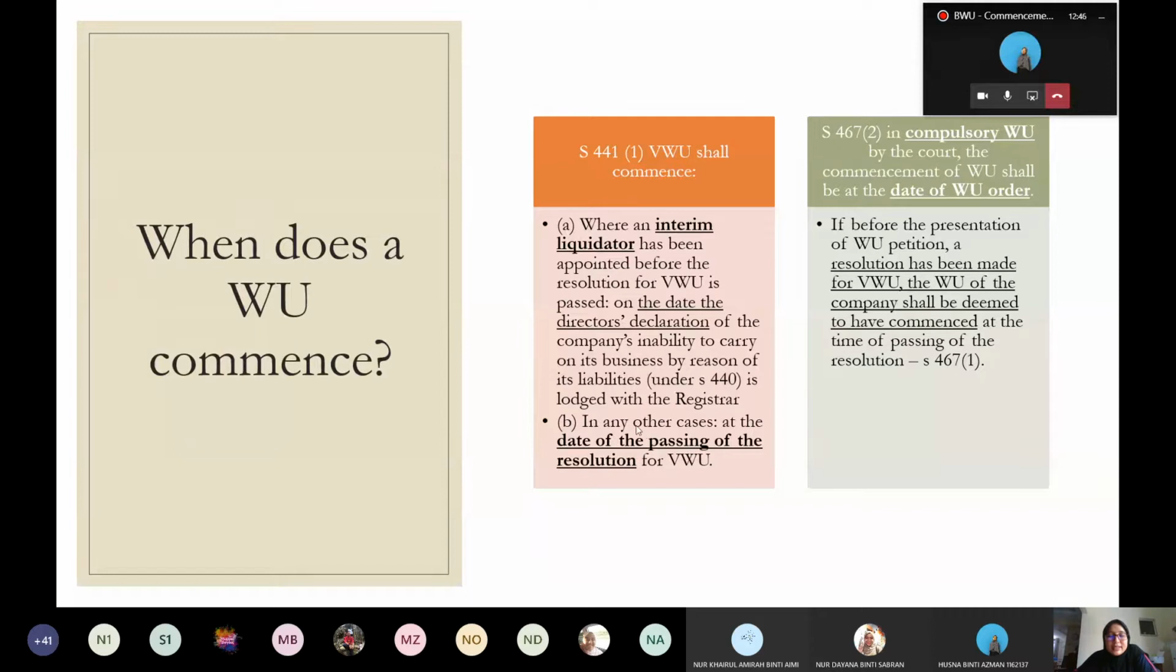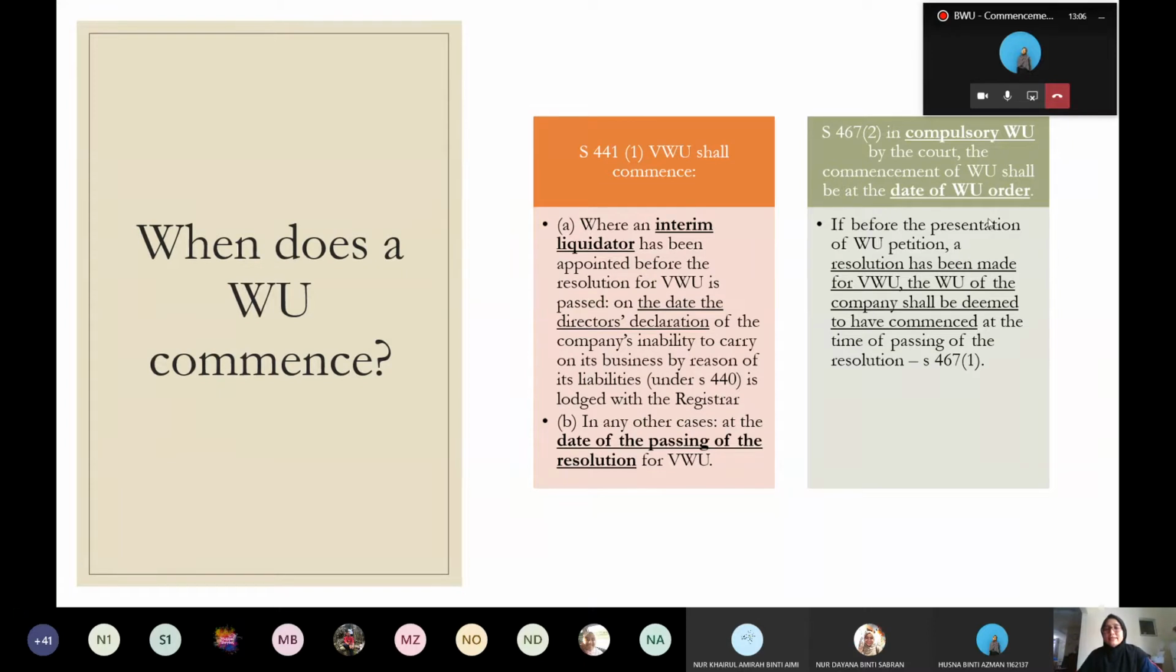Okay, so in any other cases untuk when there is no interim liquidator appointed, so the winding up commence at the date of the passing of the resolution for voluntary winding up. So that means the date of the meeting, which resolve for the winding up of the company. Okay, so that's the first.